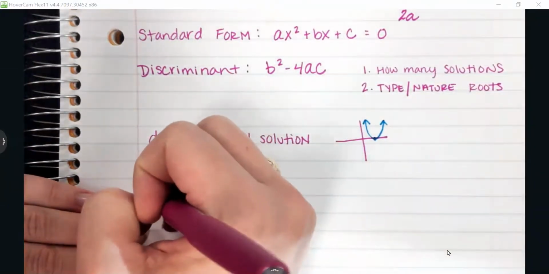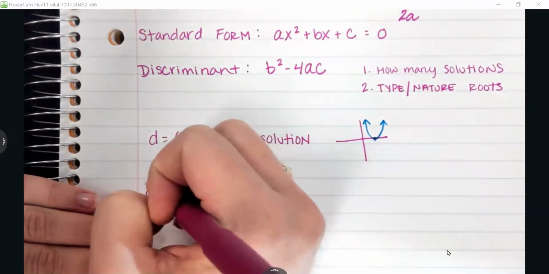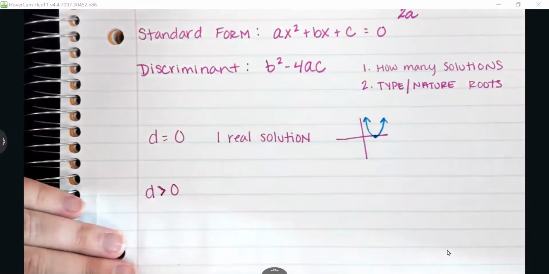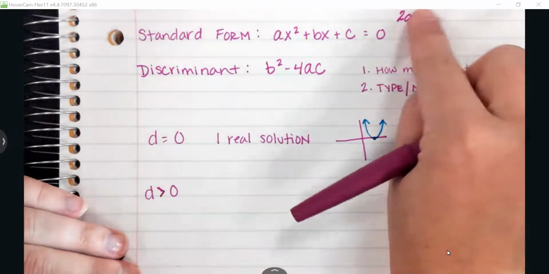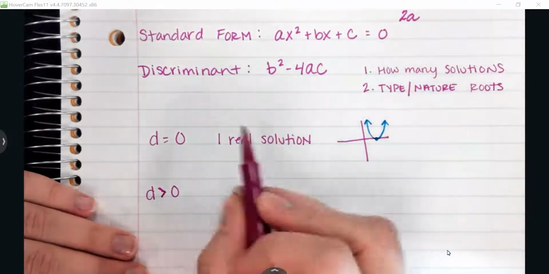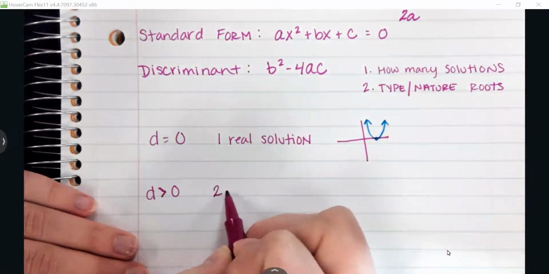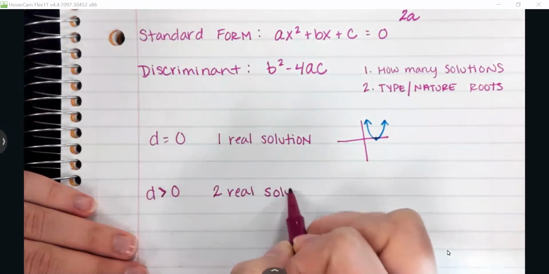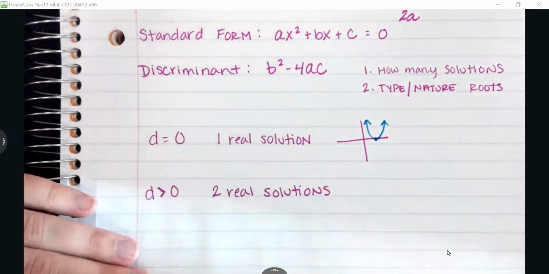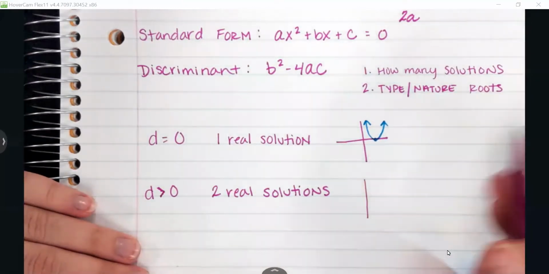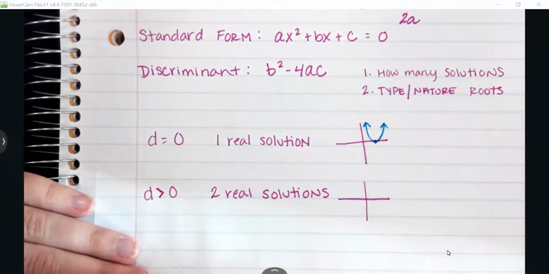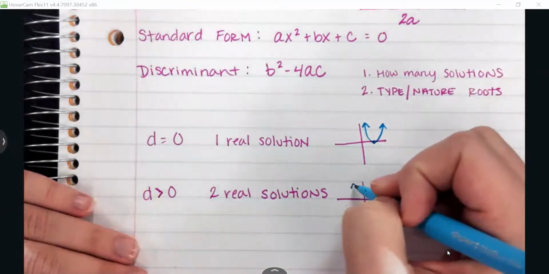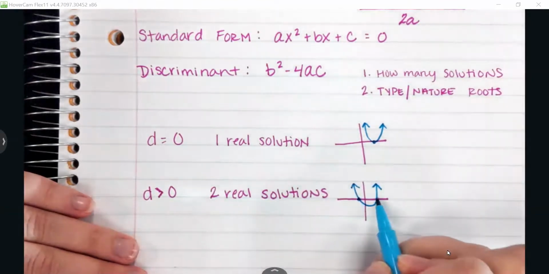Option number 2 is my discriminant can be greater than 0, which means there's a positive number under my radical. If I have a positive number under my radical, I have 2 real solutions, 2 real x-intercepts. So if I were to sketch a graph, how many times would it touch my x-axis? It would touch it twice. There are 2 real x-intercepts, 2 real solutions. So it touches it twice.